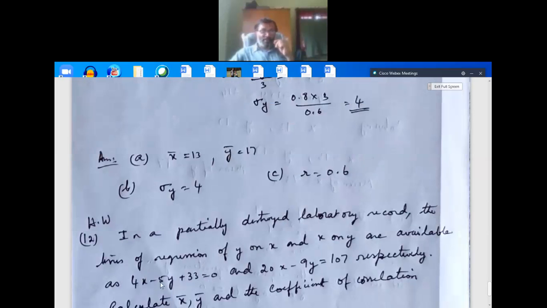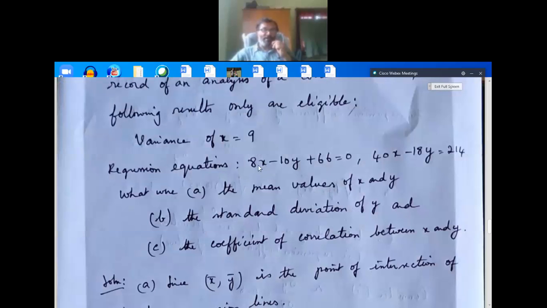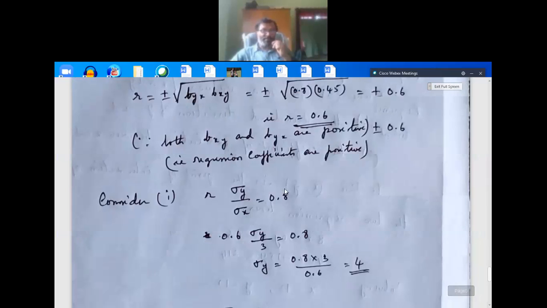Why? Because see the first question, 4x minus 5y. In a partially destroyed laboratory record, the lines of regression of y on x and x on y are available as 4x minus 5y plus 33 equals 0 and 20x minus 9y equals 107 respectively. So these two lines are the same as this. See, 4x, divide by 2. 4x minus 5y plus 33 equals 0. See, the same problem.